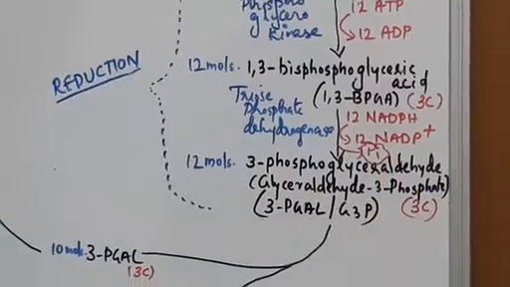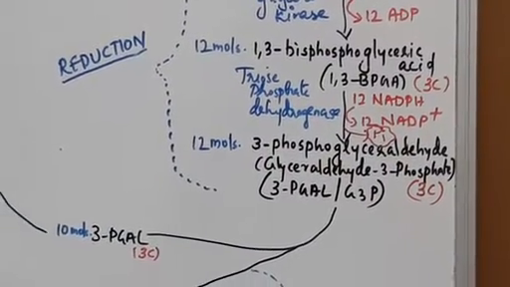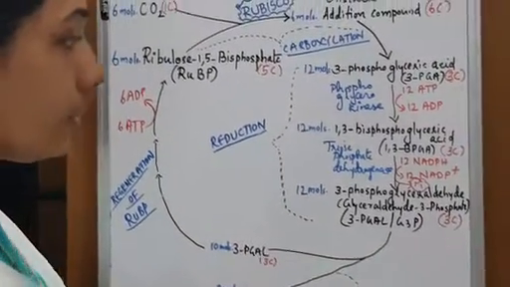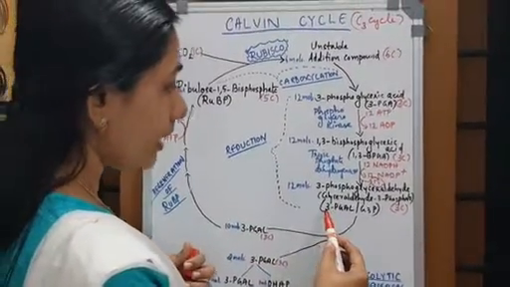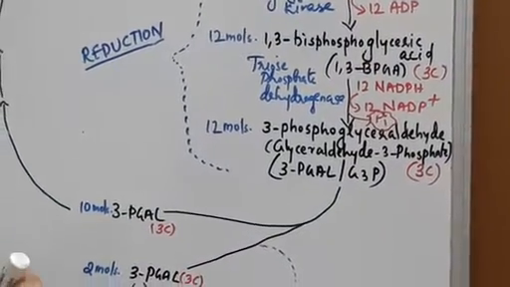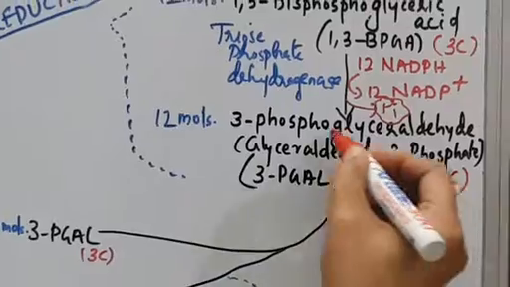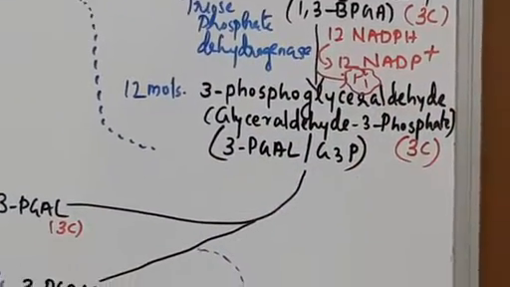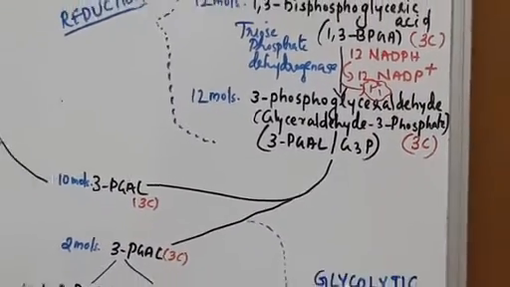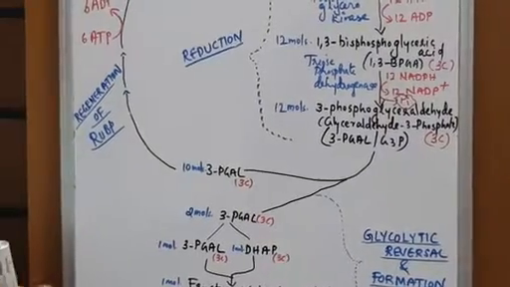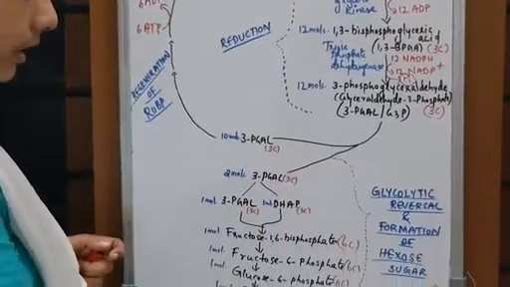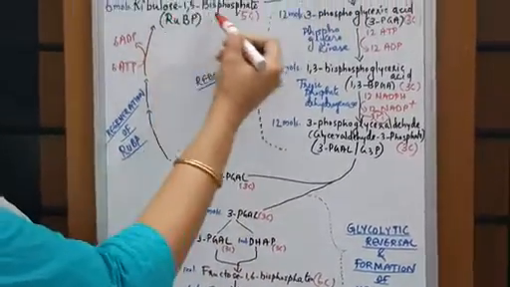So here 3-phosphoglyceraldehyde is formed, also known as glyceraldehyde 3-phosphate. Both names represent the same compound. It is abbreviated as 3-PGAL or G3P. As a result of the reduction process, a sugar is formed, the simplest form of sugar, the glyceraldehyde, which is a triose sugar. It is now formed as a result of this reduction process. So now we possess 12 molecules of 3-PGAL, and from these 12 molecules, we have to synthesize the hexose sugar, and also we have to regenerate the carbon dioxide acceptor.